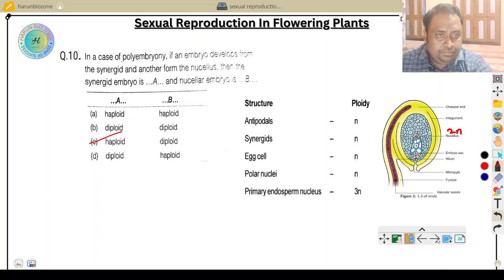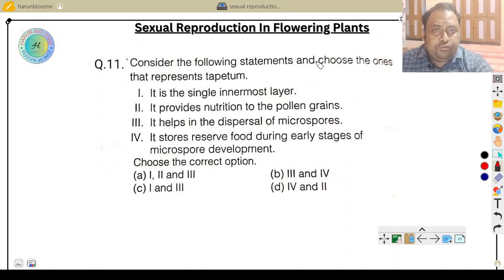Next question. Consider the following statements and choose the ones that represent tapetum. What is tapetum? Tapetum is the innermost layer of the microsporangium. It is a single innermost layer. This is the right one. It provides nutrition to the pollen grain.